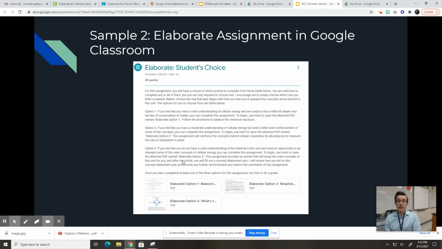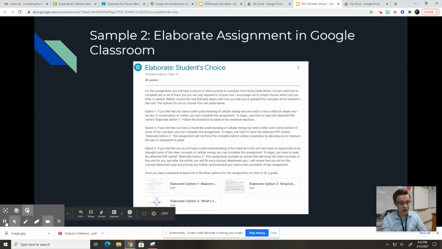And then option 3, if they come into this after the explain activity and they feel like they still are struggling with this content, they don't have a solid grip on these learning targets, then this assignment is simply an article that fully explains the content, which in this case is photosynthesis and cellular respiration and how they're related, and then they answer questions for a concept attainment quiz, which is found in STEM Scopes, that when I look at that, I can see, okay, did they make strides into growing their understanding of this content?